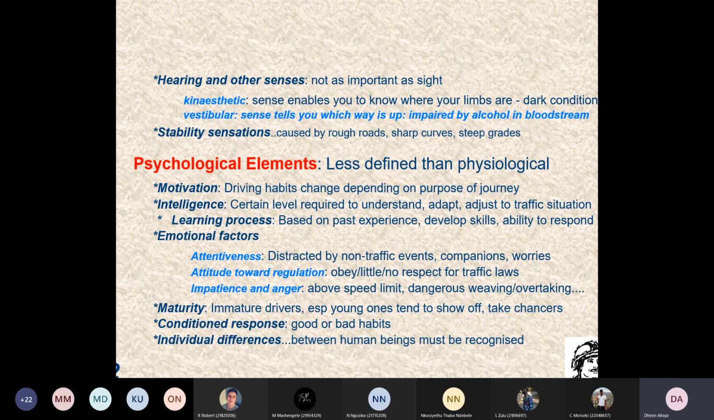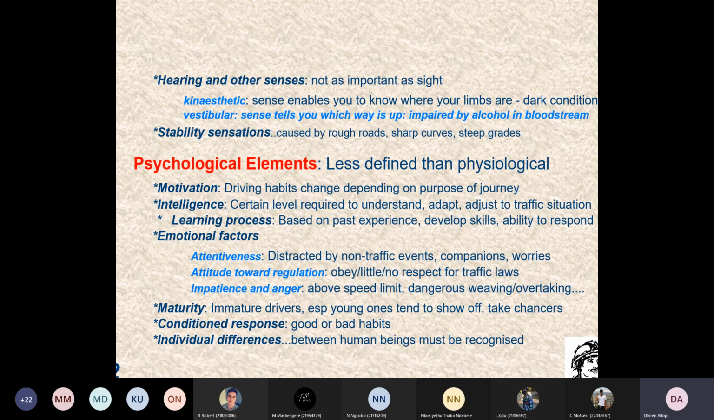Learning process, that comes with experience. So how many years of driving experience you had, you develop skills, and you have a better understanding, a better ability to respond to situations. And then we have the emotional factors, and with the emotional factors, we have three highlighted.